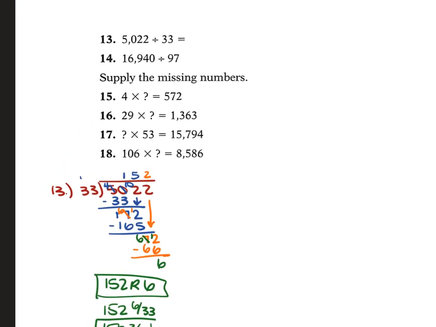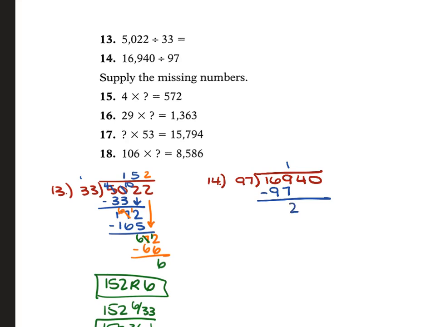For 14, we have 16,940 divided by 97. So we are going to put the 97 on the outside, the 16,940 on the inside. I ask myself, does 97 go into 1? No. Does 97 go into 16? No. Does 97 go into 169? Yes, one time. So 1 times 97 is 97. I put that under the 169 and I subtract.